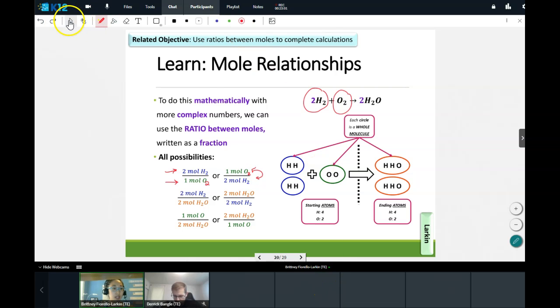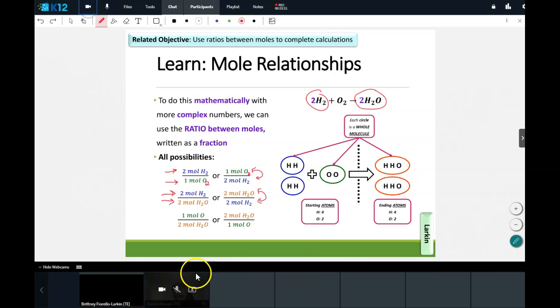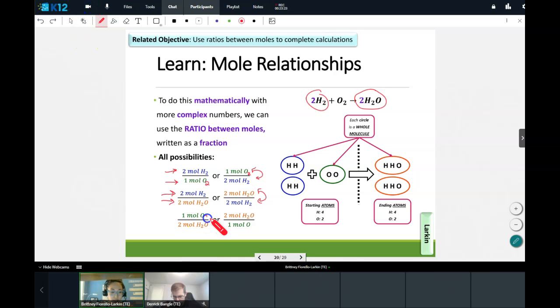Okay, same thing, I could also do this with a different set of chemicals. Let's say I want to look at the ratio between hydrogen and water. There's 2 moles of H2, 2 moles of H2O. So you can see that right here, 2 moles of H2 over 2 moles of H2O. Or again, you can flip it. And you can see that last version with the ratio between O2 and H2O, and flipped.